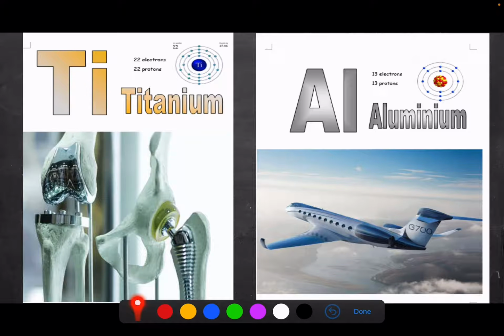And then we have aluminium. Aluminium is extremely light, but also very strong. So it's an excellent choice for making aircraft or any flying vehicle, which is why we use it in airplanes and helicopters.